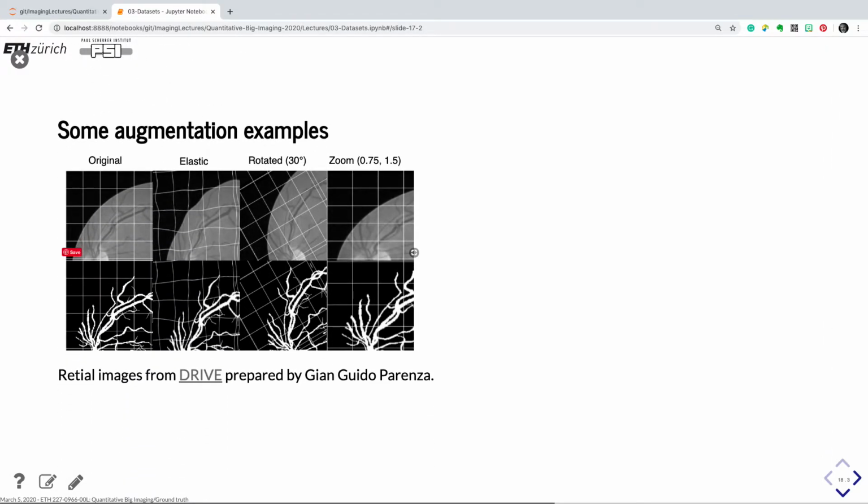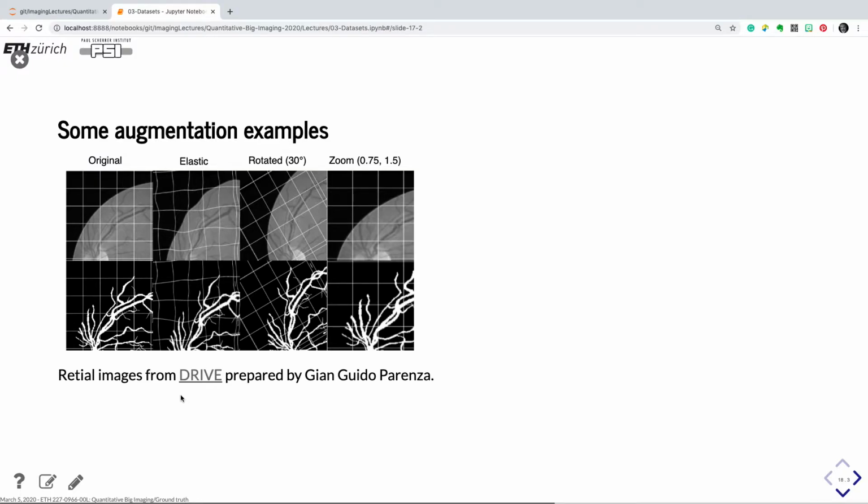And some examples of augmentations you can see here. So we have the original data of these two. This is a retinal image of blood vessels and its label. And when you do the augmentation, you can do, for example, an elastic deformation. So you have this grid which you really shake around a lot. You can also do rotations on the data. And zooming, in this case it was zoom 0.75 in one direction and 1.5 in the other direction. So it was shrinking and stretching in two directions.